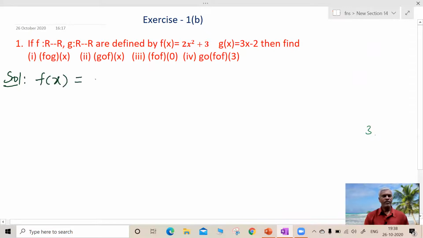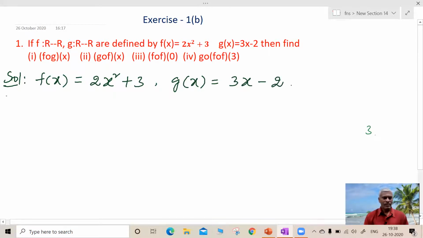f(x) is defined as 2x² + 3, and g(x) is defined as 3x − 2. Next, the first bit: g∘f(x), we have to find this one. Very important concept: g∘f(x).